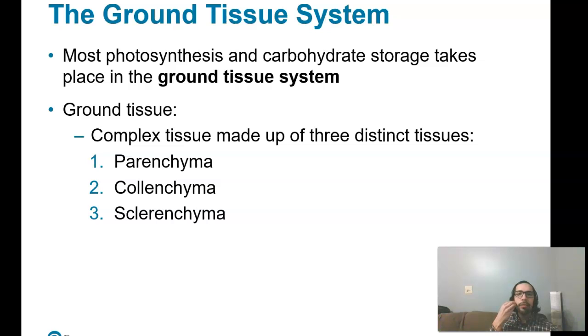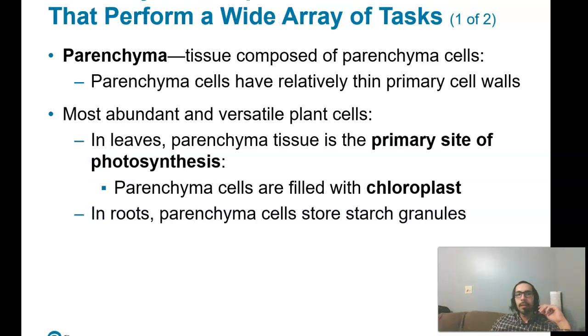Okay, so moving on to the ground tissue system. So most photosynthesis and carbohydrate storage takes place in the ground tissue system. And the ground tissue system is made up of ground tissue. So this tissue is made up of three distinct tissue types. So there's the parenchyma, there's collenchyma, and then there's sclerenchyma.